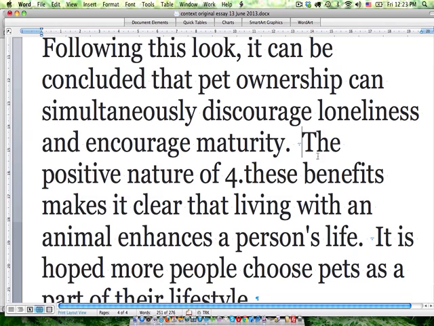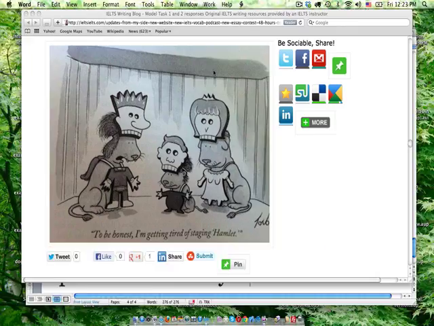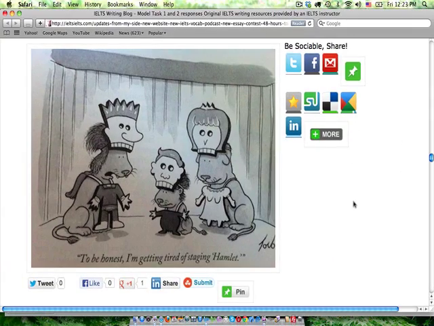Okay, this is our restatement of thesis, the sentence right here. It reinforces the main idea of the essay and the argument and position we have made regarding our essay question. It is hoped more people choose pets as a part of their lifestyle. Okay, that is the essay. Those are the 4 original words that I had in the essay, but as you can see, several areas can be varied. So let's go to some of your comments, and we'll look to see whether they would be viable in this essay or not.